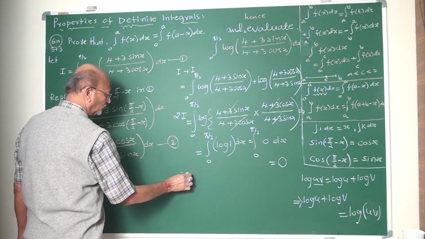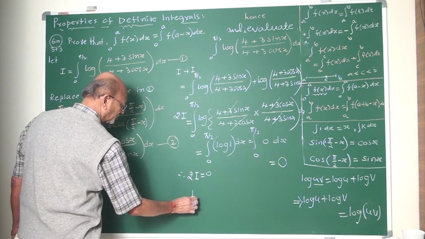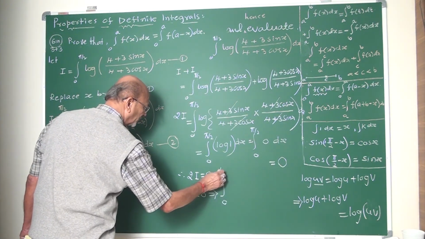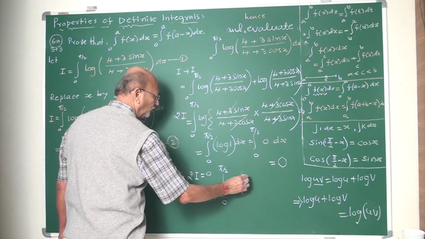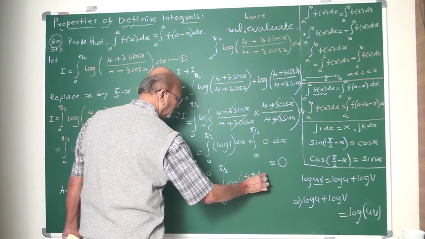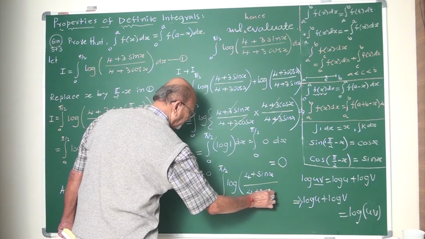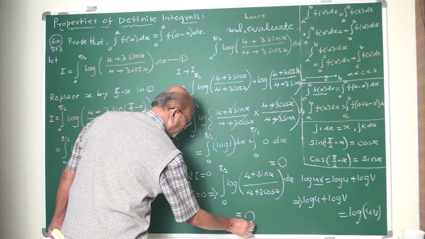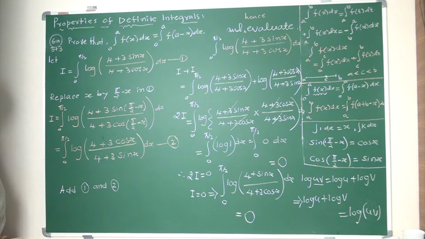Therefore, 2I equal to 0, which means I is 0. And I is the integral from 0 to pi by 2 of log of (4 plus 3 sin x) upon (4 plus 3 cos x) dx. This is 0, my friends. So the value of that integral is 0. Yes, copy it.